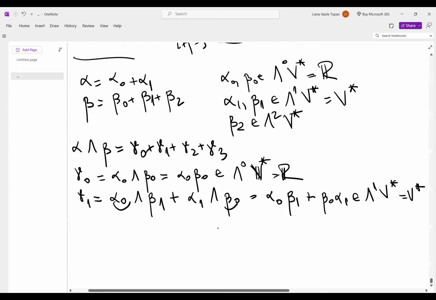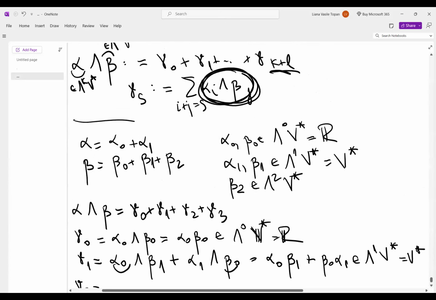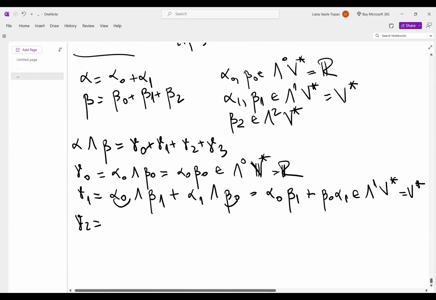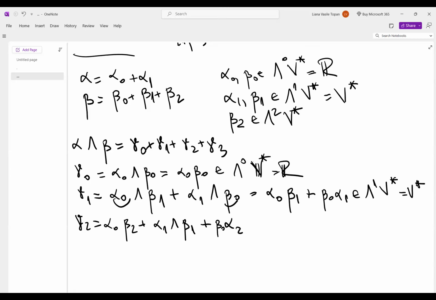Then what is gamma 2? You'll have all the combinations for which i plus j is 2. So this means 0 plus 2, 1 plus 1, and 2 plus 0. So you'll have alpha 0 wedge, which means normal product, beta 2, plus alpha 1 wedge beta 1, plus alpha 2 beta 0, which is a number. So it's something like this. This is the 2-form.